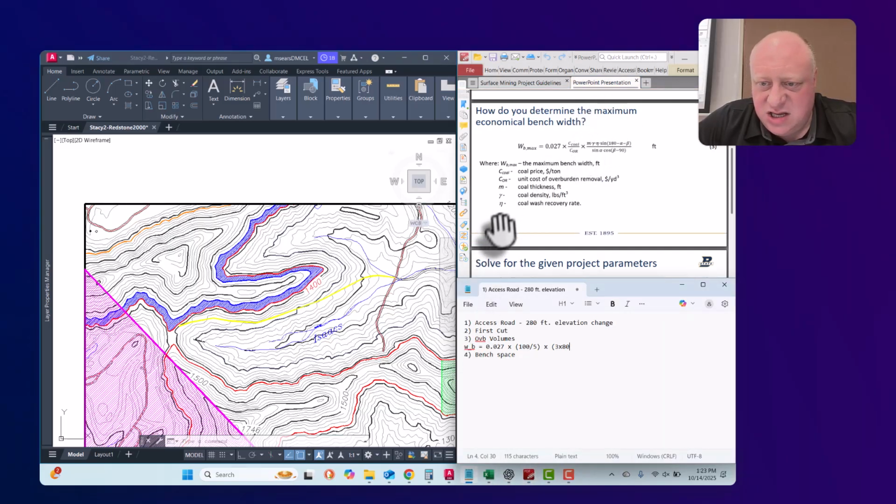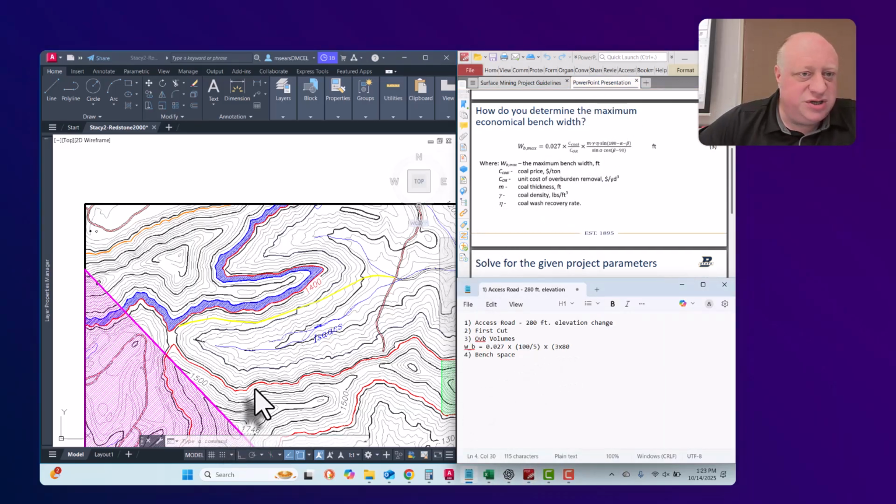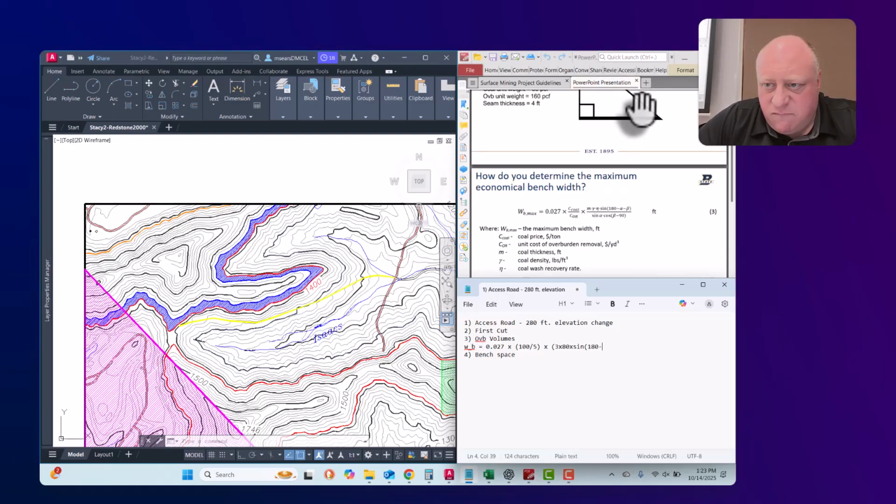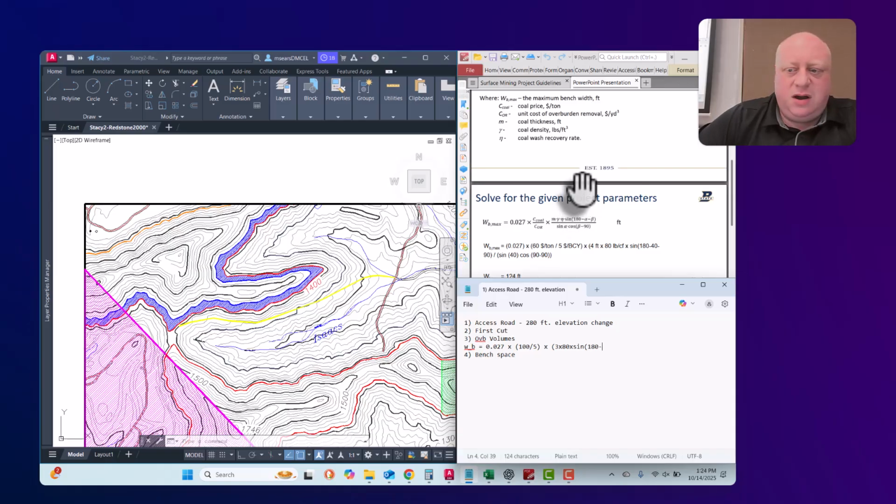That's the coal density. Wash recovery rate. We're assuming the surface mined coal isn't getting washed at all, so you're selling that raw. So that's 100%. And we'll just leave that. Then we're going to multiply that by the sine of 180, not 280, minus alpha and beta. It's our slope angle minus our high wall angle, which is 90 degrees.